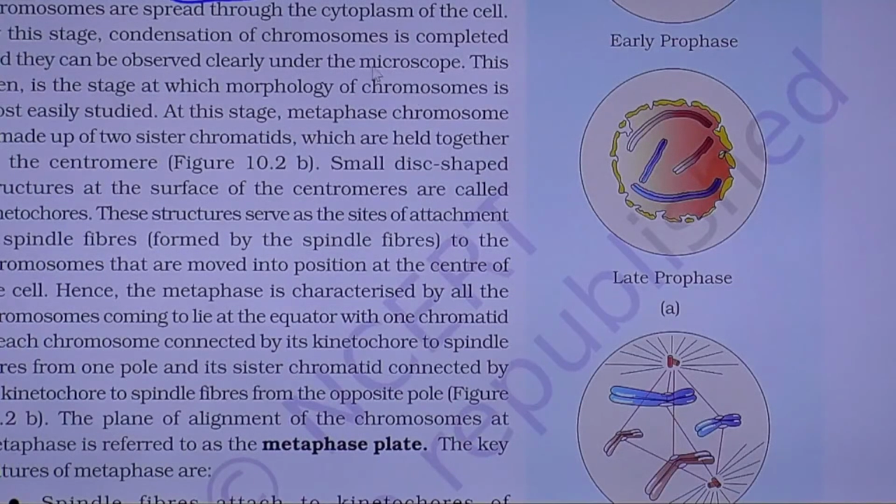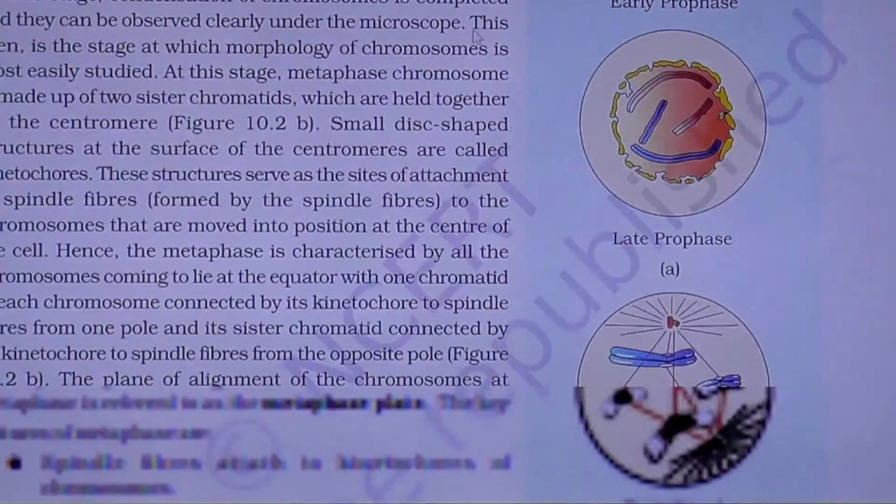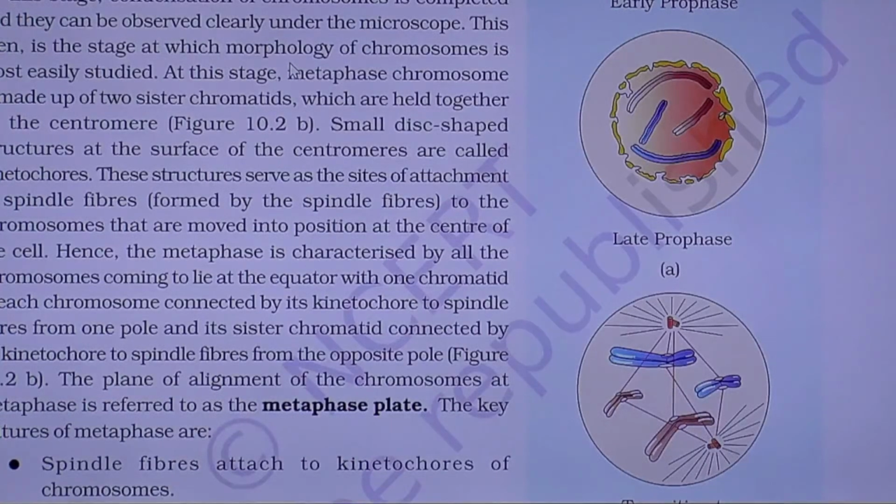In prophase we cannot see under the microscope, but in metaphase the chromosomes are completely condensed, so we can see them under the microscope. This then is the stage at which the morphology of chromosomes is most clearly studied. So in this metaphase we can see the chromosomes under the microscope, and we can easily study the morphology of chromosomes.